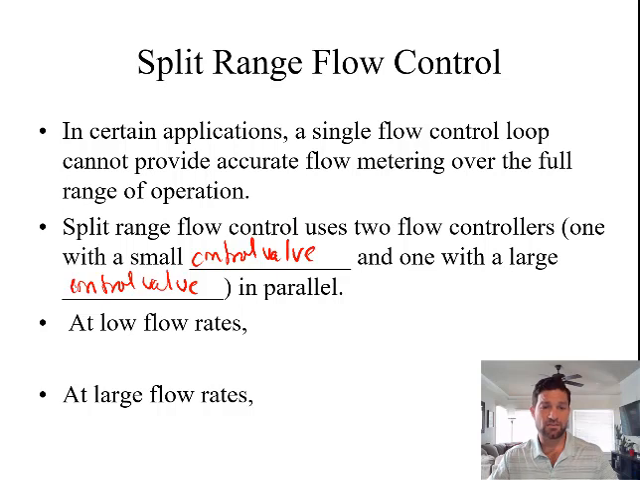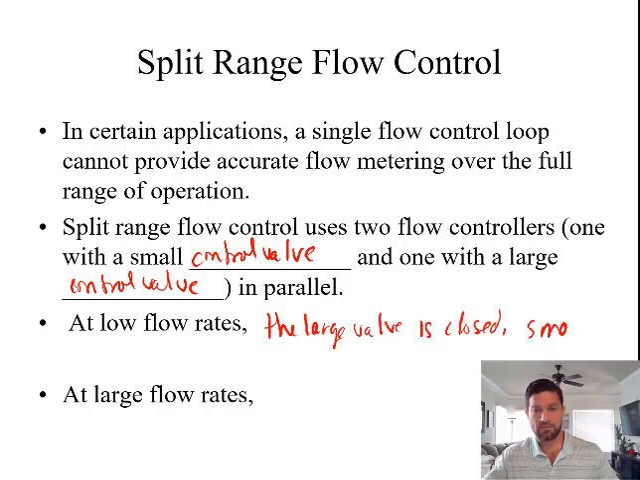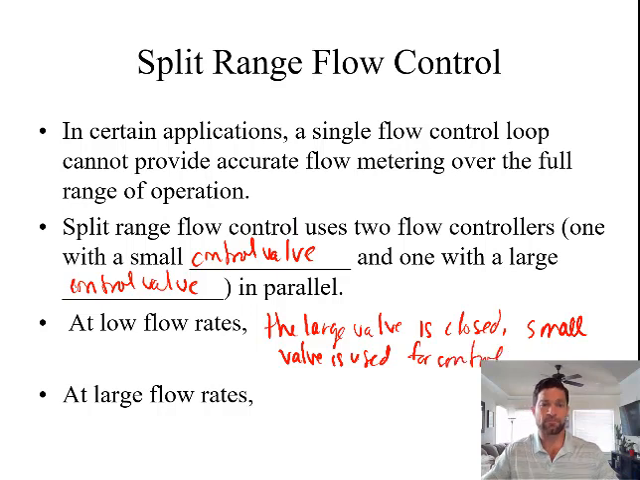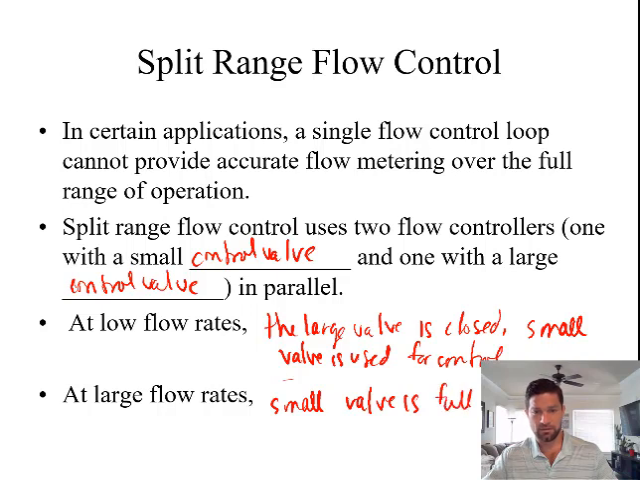in parallel. So at low flow rates, the large valve is closed and the small valve is used for control. Okay, and as the flow rate needed increases, the small valve will be open. Small valve is fully open, and large valve is used for control.